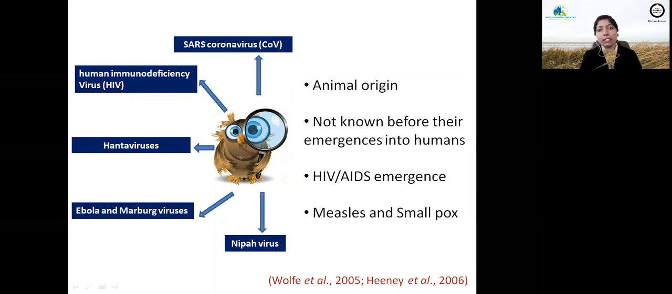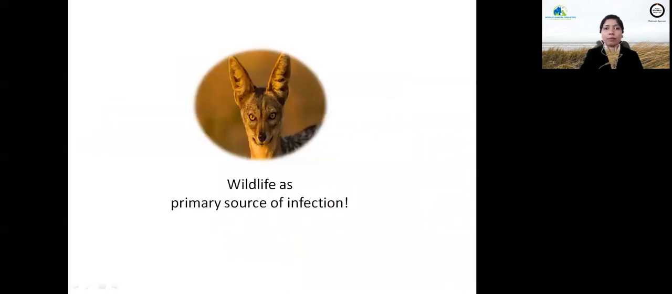But interestingly, these viruses were unrecognized before their actual emergence into the human population or the livestock population. One such example is HIV/AIDS, where the host switching might have occurred around 70 years ago, but only when it appeared in the human population could we see its drastic effects. Some other human viruses like measles and smallpox might also have originated from livestock or wildlife before their actual emergence in the human population. So when we discuss cross-species transmission or biological disasters, wildlife is usually considered the primary source of infection.